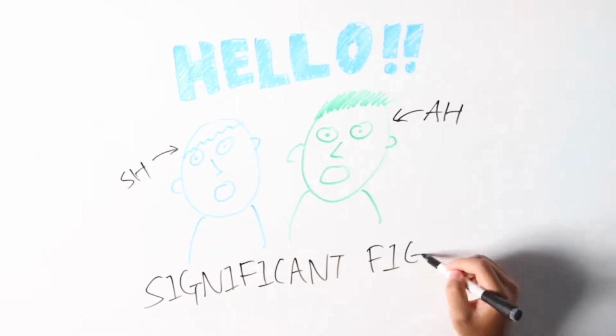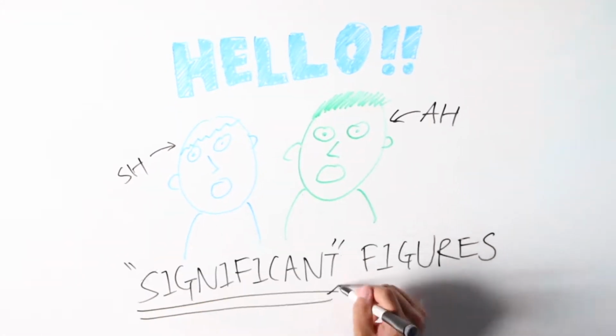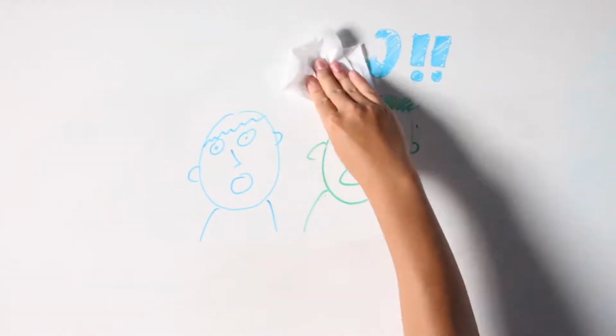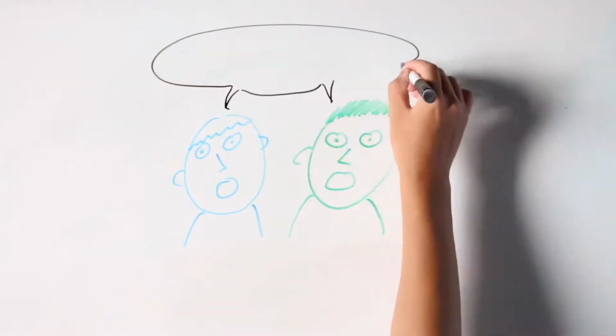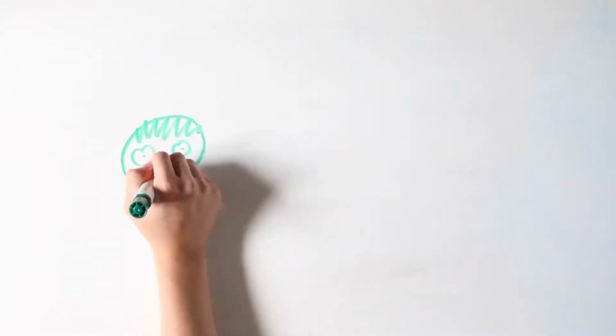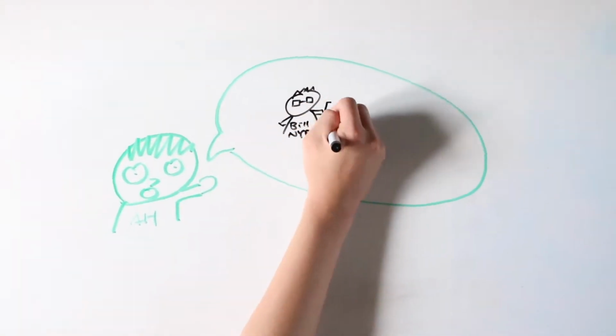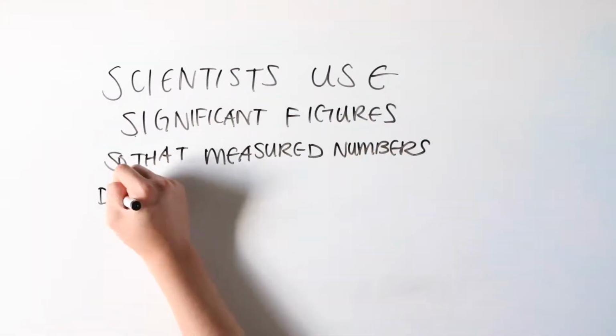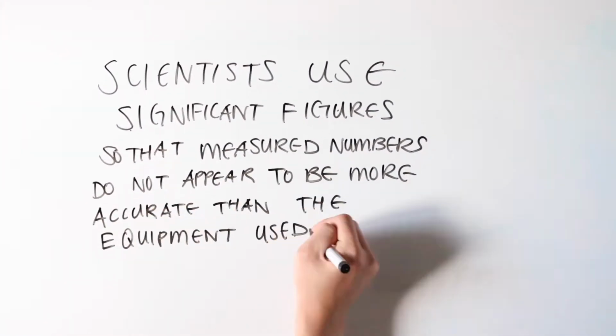Now, you can probably tell from its name that the concept is pretty significant to master. Let's begin with a quick discussion of why we use significant figures in chemistry. Not everything in the world is perfect measurement. Data collected is not always precise, so scientists use significant figures so that measured numbers do not appear to be more accurate than the equipment used allows.